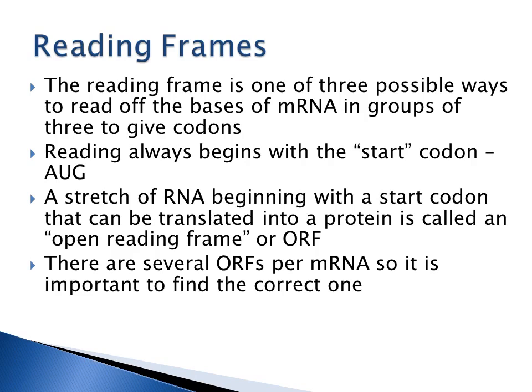So that stretch of RNA beginning at that AUG is called an open reading frame. That open reading frame is what's going to be translated into your protein. There are several open reading frames per messenger RNA molecule. So you really need to find that correct open reading frame so that you make the appropriate protein.